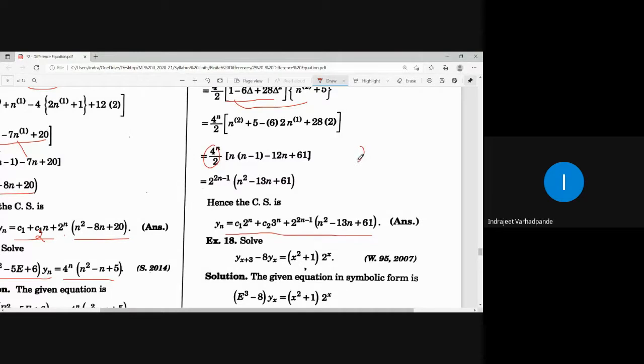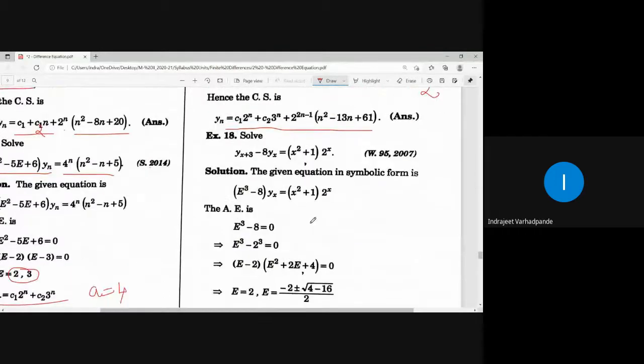4 to the power n they have written as 2 square to the power n, and that is nothing but 2 to the power 2n, and 2 to the power 2n upon 2 is written as 2 to the power 2n minus 1, and remaining terms will be n square minus 13n plus 61. One more problem for your understanding.